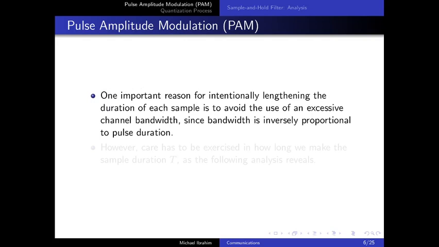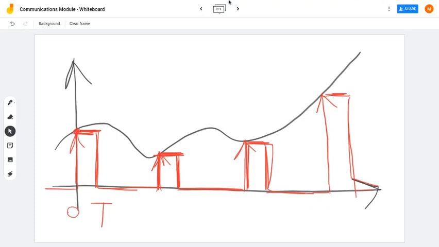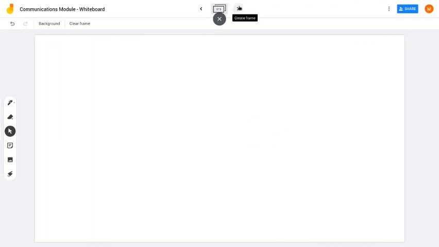So, why do we lengthen or extend the duration of the pulse? It's basically to avoid the use of excessive bandwidth, to reduce the bandwidth. But how does the bandwidth change with the duration of the pulse? What is the relation between the pulse duration and the bandwidth? In order to answer this question, let me move to our whiteboard and see how it goes.